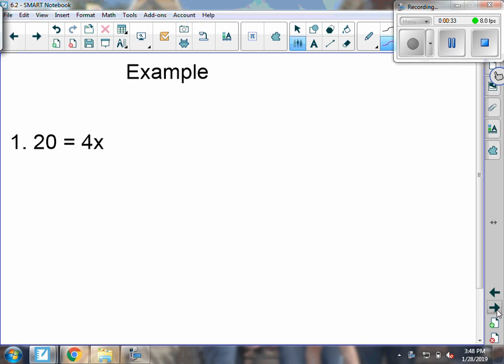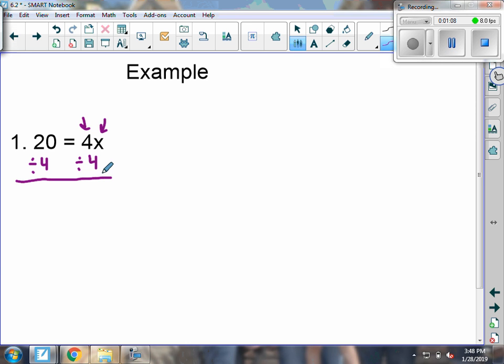Okay, copy this down. 20 is equal to 4x. So again, I'm still looking for the same three things I was before. I'm looking for the original equation, which we have here, what we're doing to the equation, and our answer. Here's my variable x. Well, I have this 4 right next to it. What's happening between the 4 and the x? This is a multiplication problem. So what's the opposite of multiplication? It's division. So I'm going to divide both sides by my coefficient, my number in front of my letter.